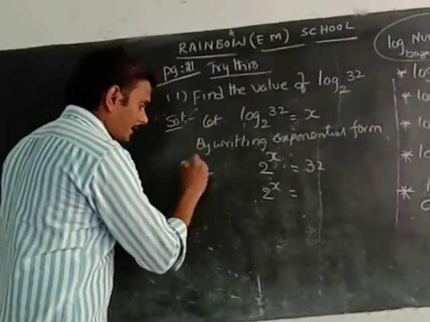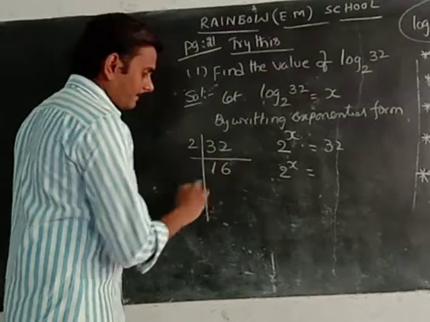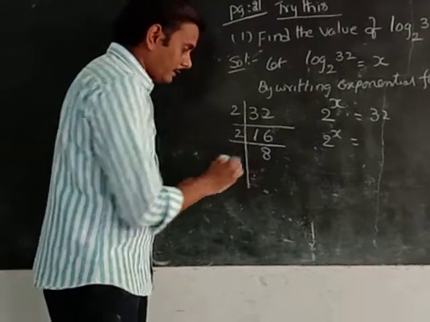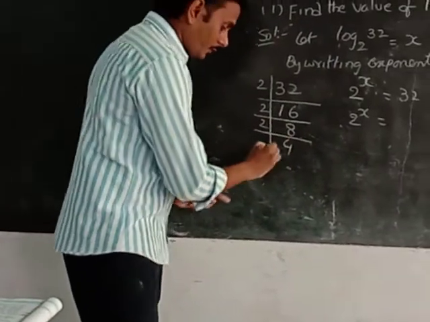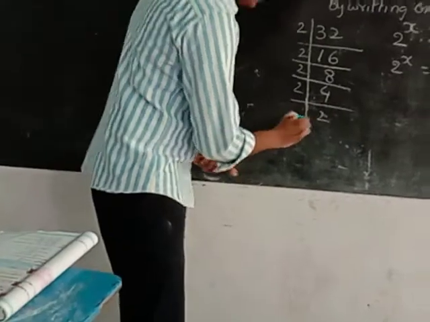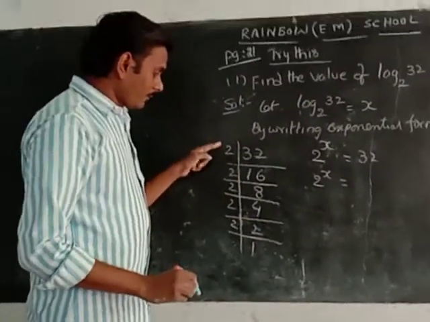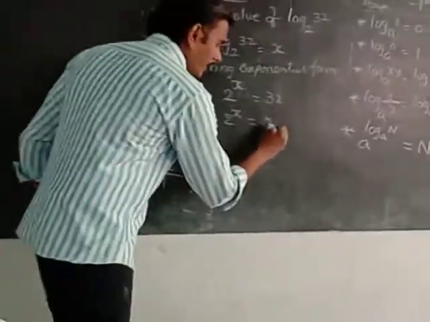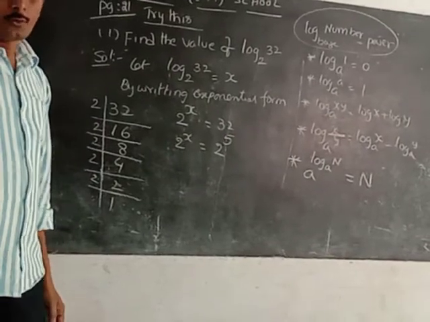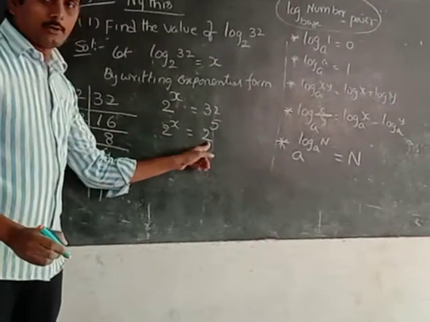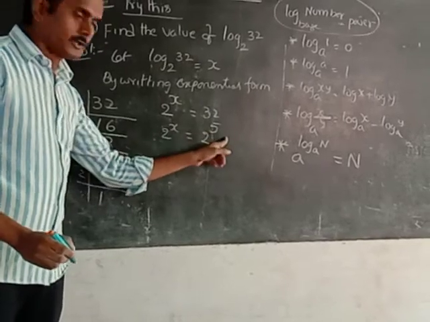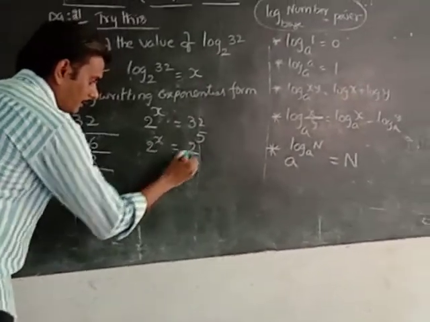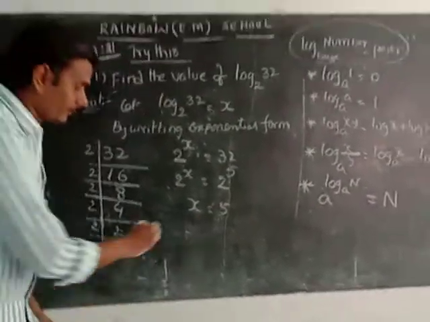So take factorization of 32. 2 16s are 32. 2 8s are 16. 2 4s are 8. 2 2s are 4. 2 1s are 2. That means 2 is repeated how many times? 1, 2, 3, 4, 5. That means we can write 32 in the exponential form as 2 power 5. Whenever bases are equal, we equate the exponents. Whenever exponents are equal, we equate the bases. That means from this we get x equal to 5. x equal to 5 is the solution.